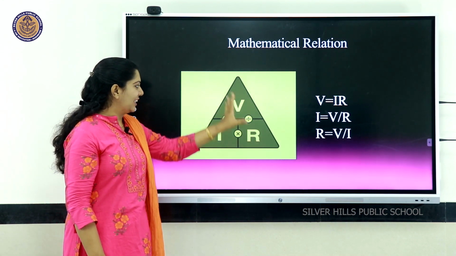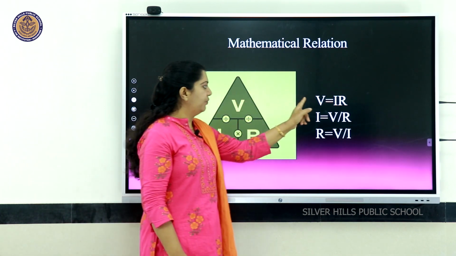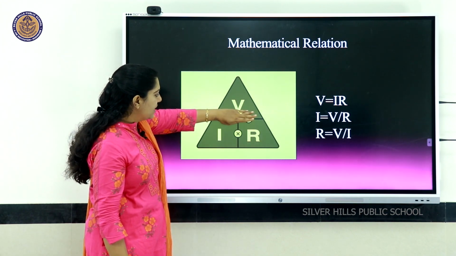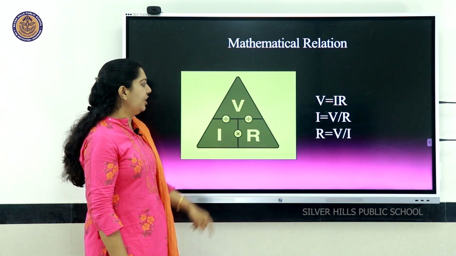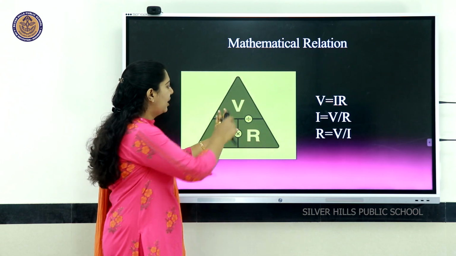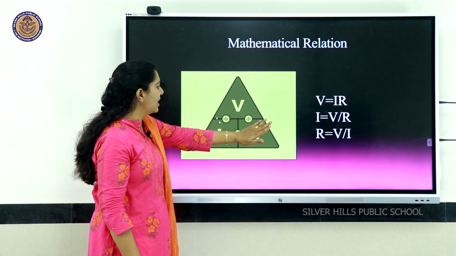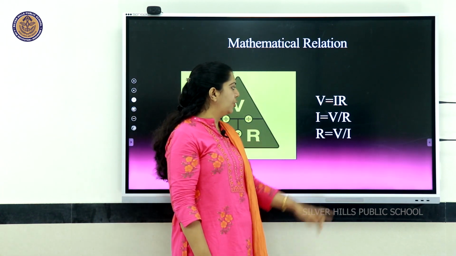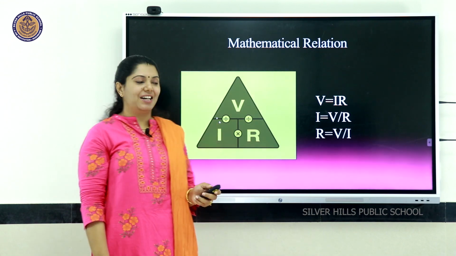Here, see one triangle, VIR. Suppose you want to write the first equation, V is equal to IR: just cover V. V is equal to I into R, first equation. Second one, I is equal to V by R. Third one, R is equal to V divided by I. There are three forms: V equal to IR, I is equal to V by R, and R is equal to V by I.